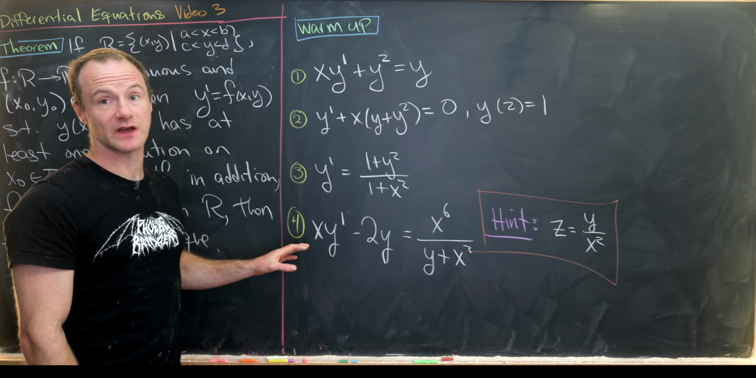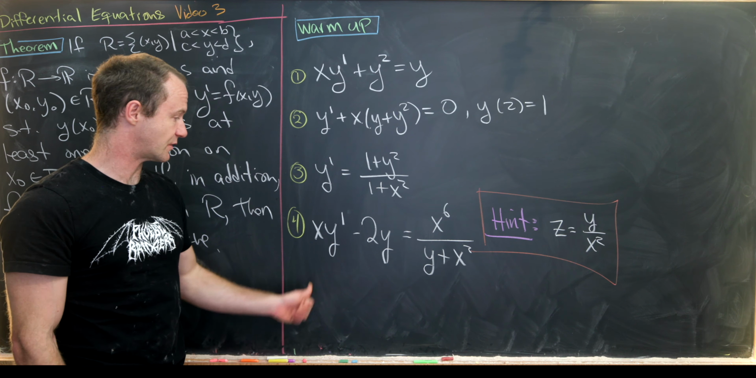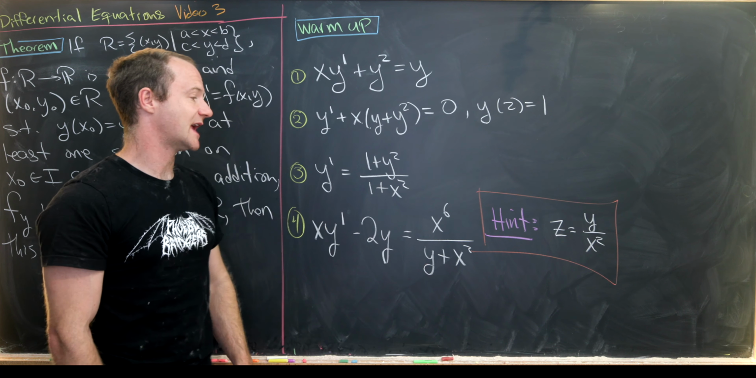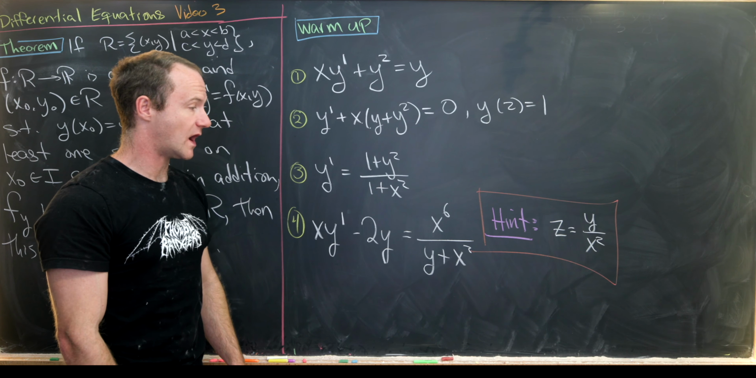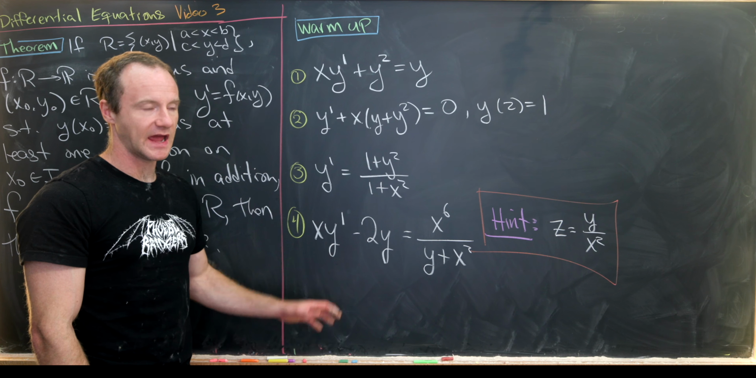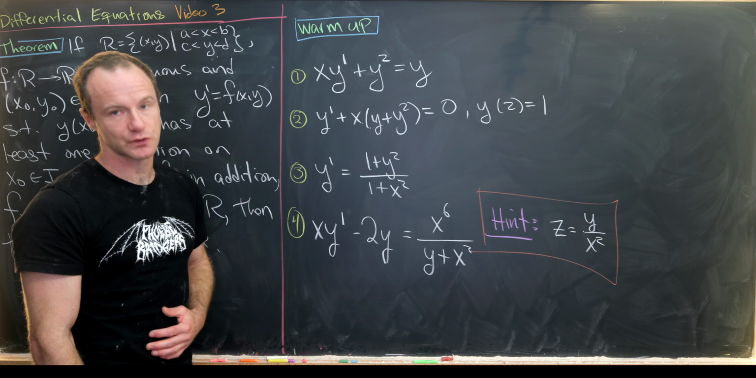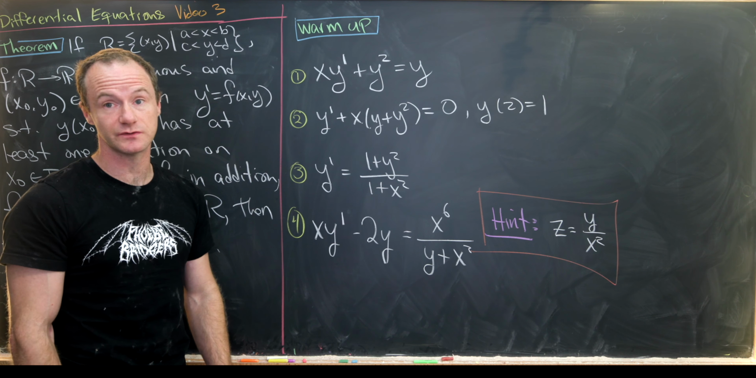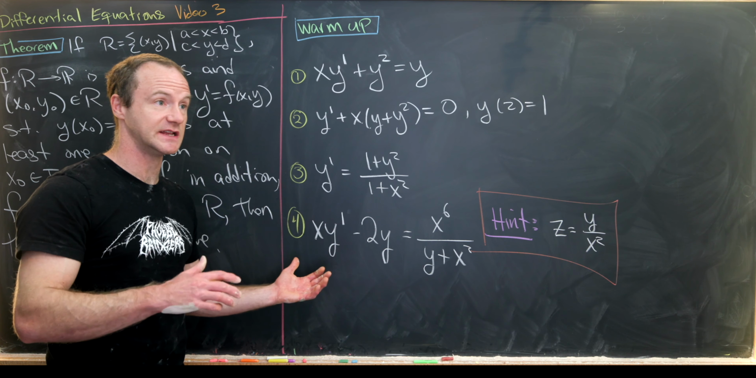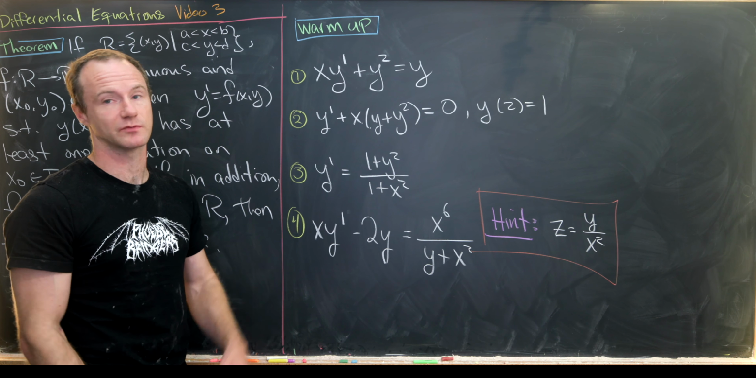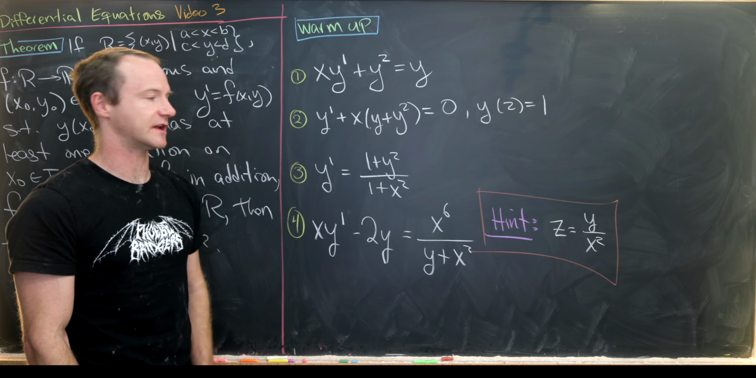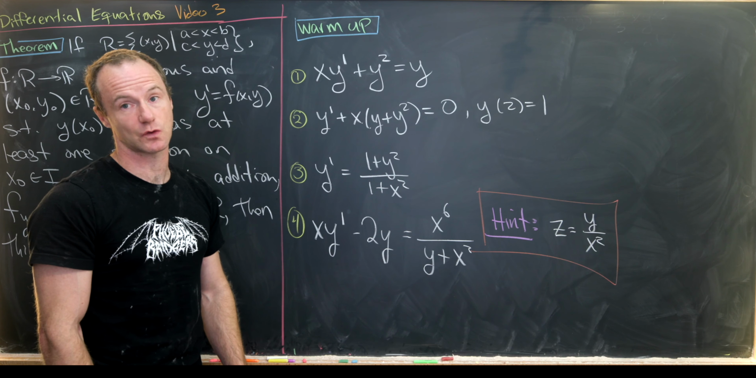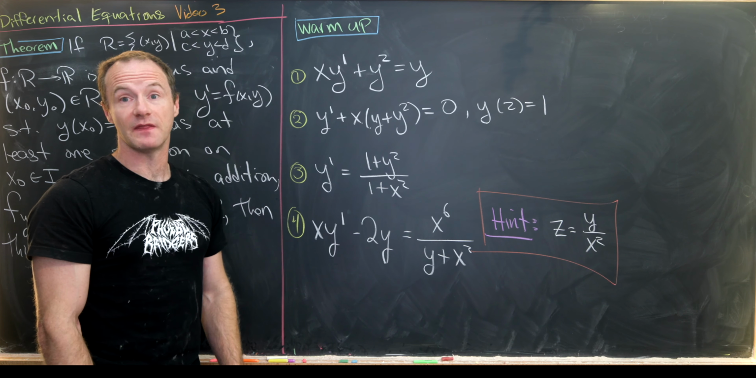And then finally, we've got a nonlinear, non-separable differential equation, x times y prime minus 2y equals x to the 6 over y plus x squared. And since it's a nonlinear, non-separable first order differential equation, that means there must be some sort of trick or substitution that we can use that will turn this into a first order linear, I should say, differential equation. And in this case, I think the substitution z equals y over x squared fits the bill. And that's a good place to stop.